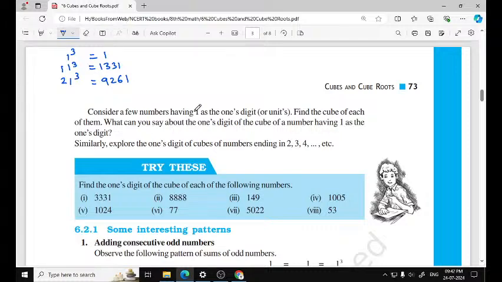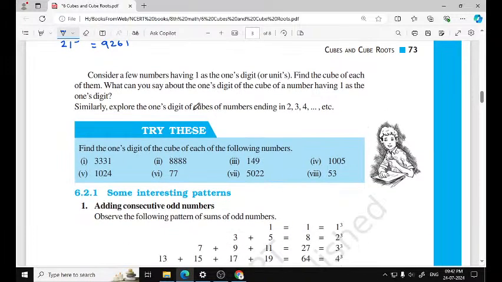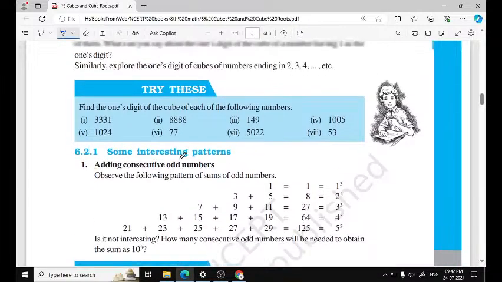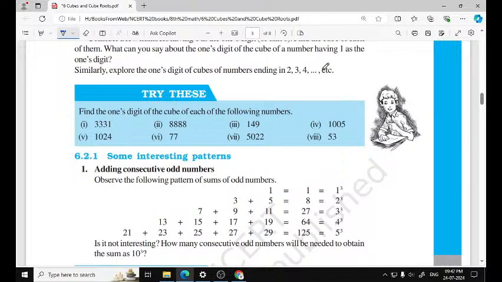Find the cube of each of them. What can you say about the ones digit of a cube number having 1 as units place? Similarly, explore the ones digit of cubes of numbers ending with 2, 3, 4, etc. Here the units place is 1, therefore its cube also ends with 1.